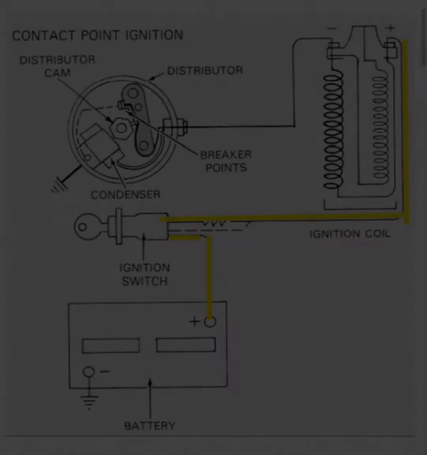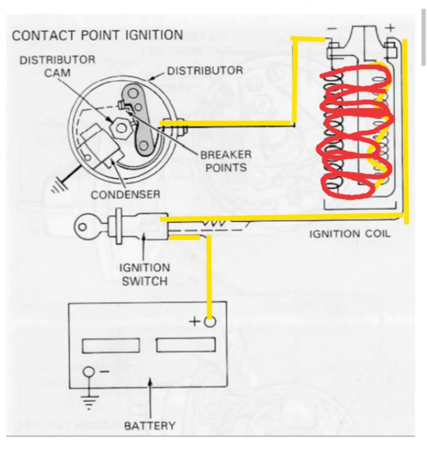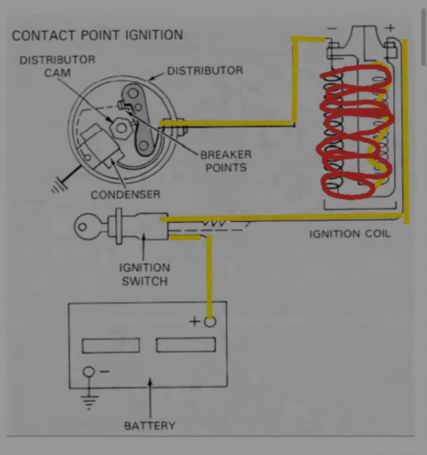When the ignition key is turned on, a low voltage current from the battery flows through the primary windings of the ignition coil, through the breaker points and back to the battery. This current flow causes a magnetic field to form around the coil.